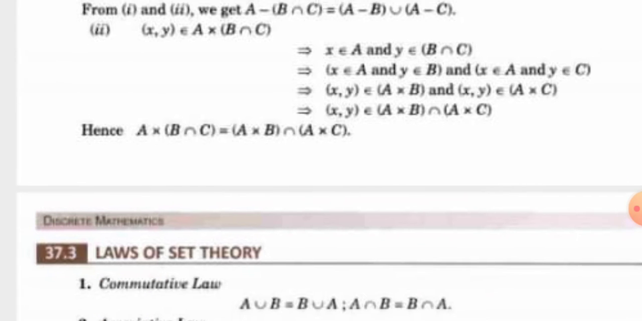Again opening the bracket, y belongs to B and y belongs to C, with x belongs to A in both. So (x, y) belongs to A cross B and (x, y) belongs to A cross C. It means (x, y) belongs to (A cross B) intersection (A cross C), hence we can say A cross (B intersection C) is equal to (A cross B) intersection (A cross C).